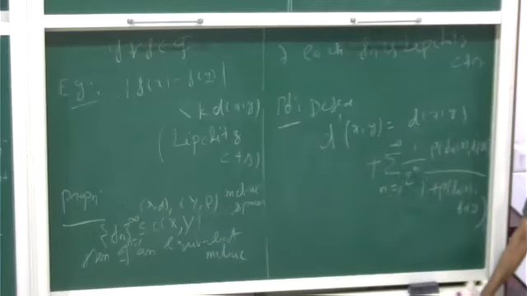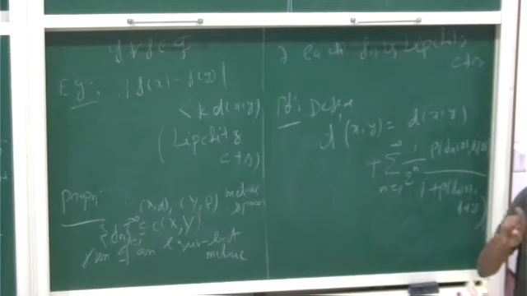Is it an equivalent metric to the original? Exactly, this is equivalent to that. Convergence is the same, that means the open and closed sets are the same, that means open sets are the same. Same topology. Equivalent means same topology.